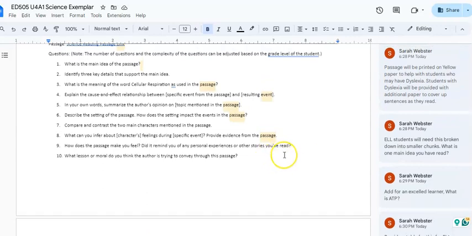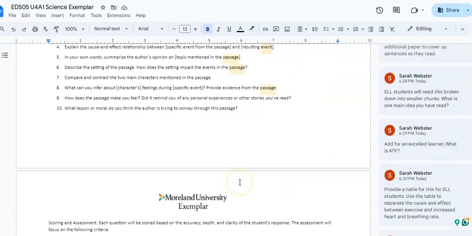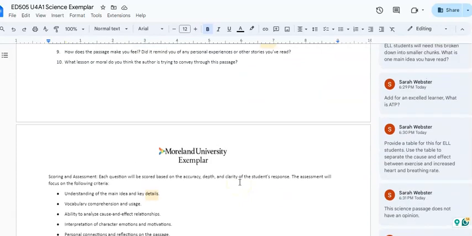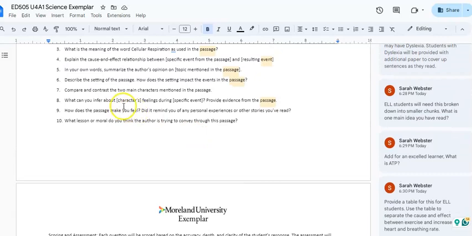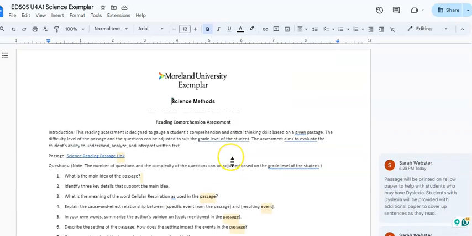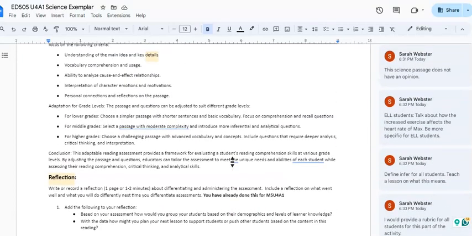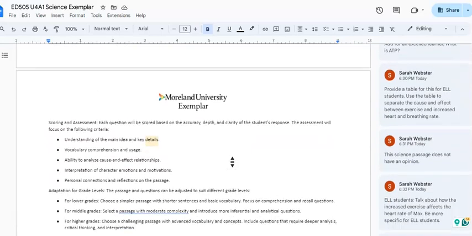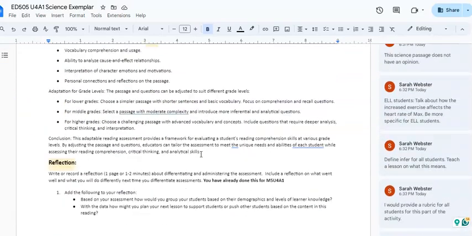There are a few parts of this that do not relate to the science passage here, such as an opinion throughout the story and maybe certain feelings within the story. I also said that I would provide a rubric to make sure that all students know exactly how they would be graded on this.